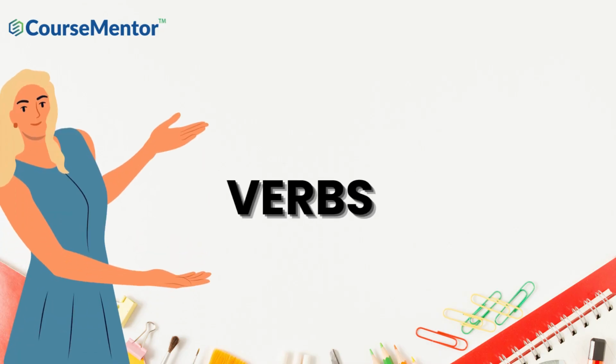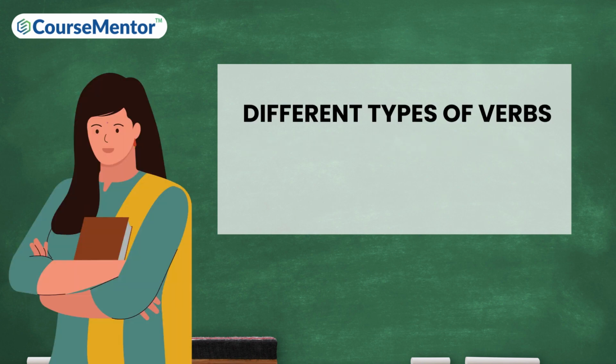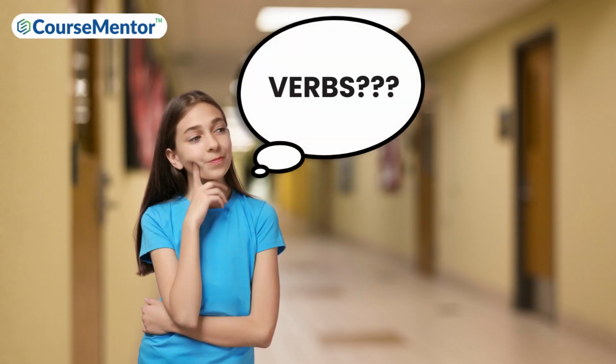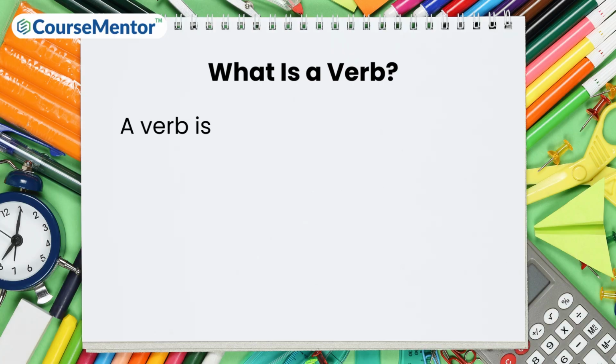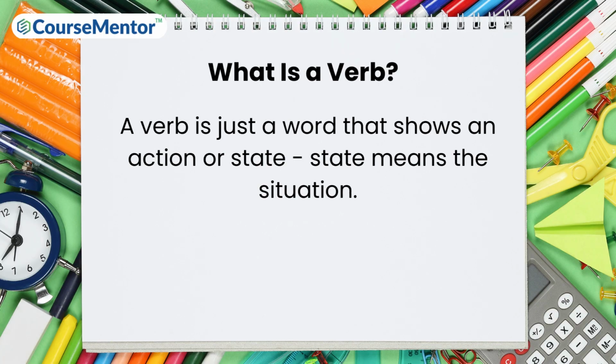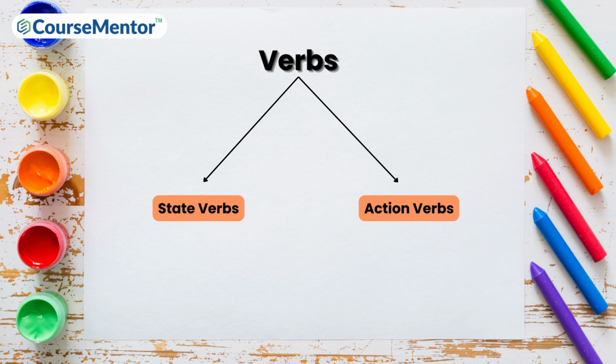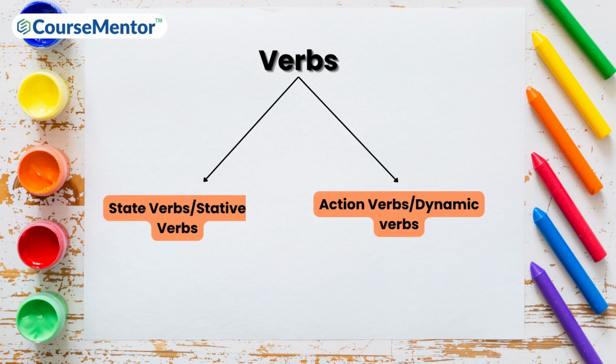This lesson is all about verbs. In this session, we will learn the different types of verbs we use in English and some useful examples. Okay, so first of all, what is a verb? Well, a verb is just a word that shows an action or state. State means the situation. And actually, there are two types of verbs. We call them state verbs and action verbs. Sometimes they are called stative and dynamic verbs, but the meaning is the same.